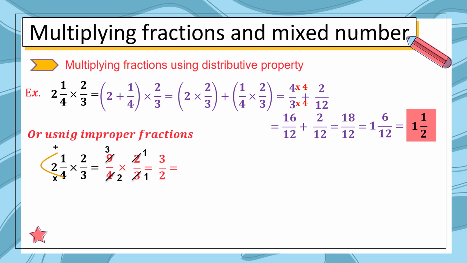And this is an improper fraction, so I need to simplify it. How many groups of 2 are in 3? We have 1 and remainder 1, so 1 1/2. So the same answer, okay? So you can solve it using the distributive property or by this way.